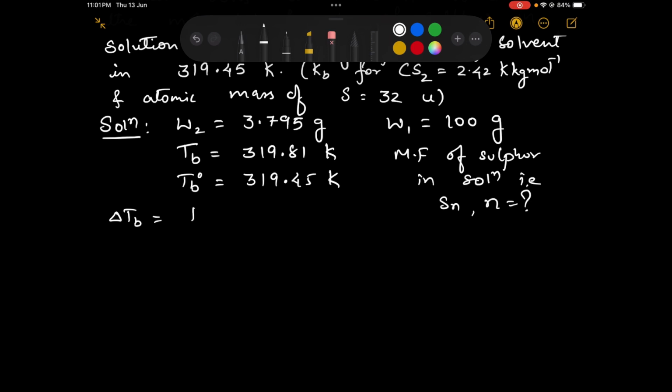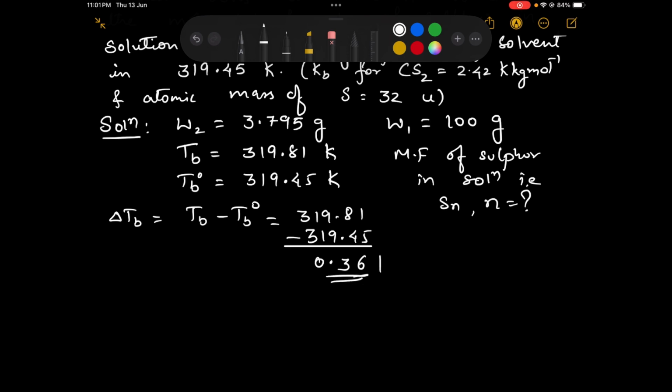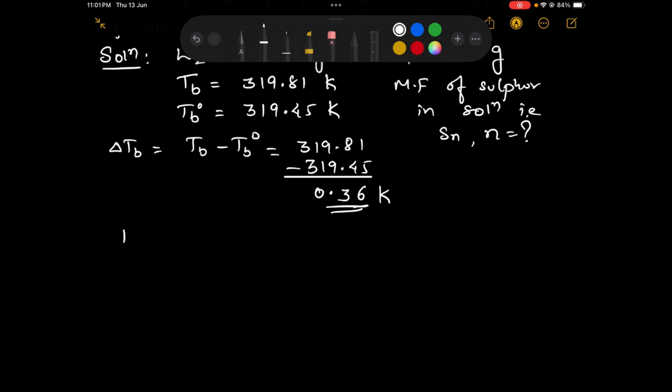Delta Tb equals Tb minus Tb naught. Tb is 319.81 minus Tb naught, 319.45. So when we are subtracting this, we get 11 minus 5, that is 6, 7 minus 4, that is 3, and here it is 0.36 Kelvin. Right?